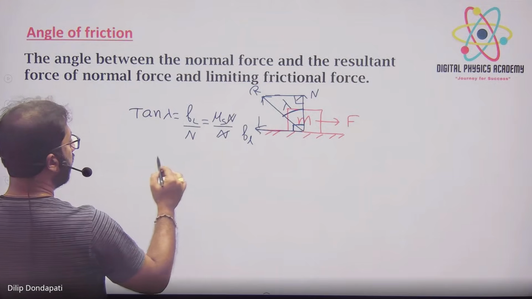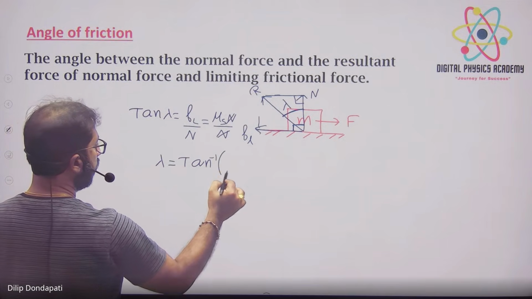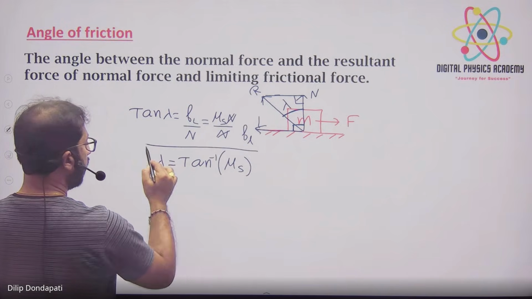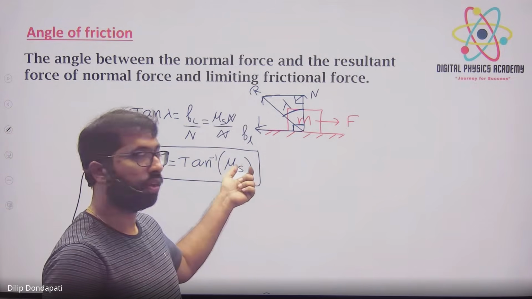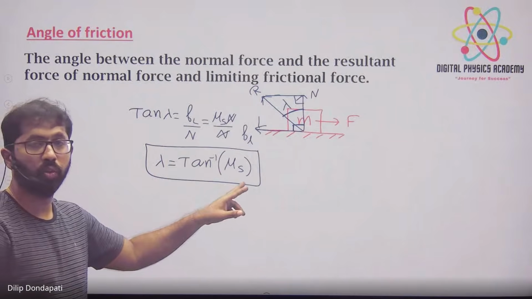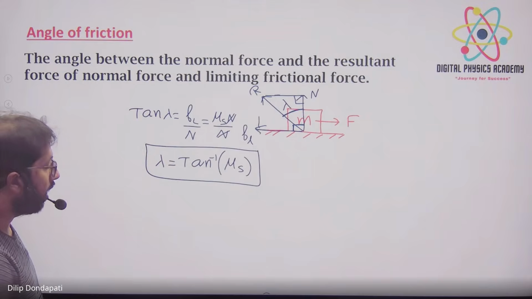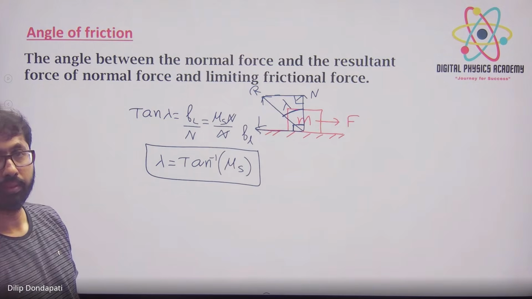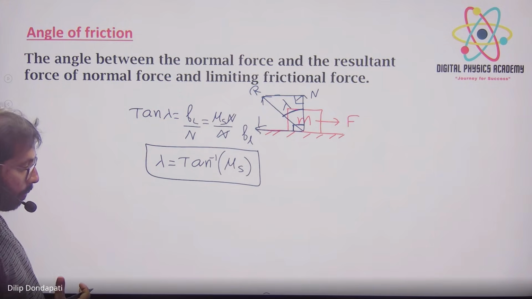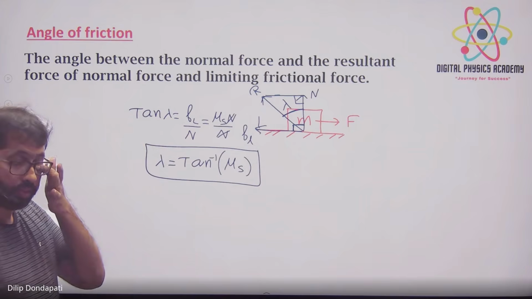So N cancel. Therefore, lambda is equal to tan inverse mu s. This is the formula for lambda, angle of friction. If you know the coefficient of static friction, tan inverse karo, we'll get the value of angle of friction. Tan inverse mu s is the formula for angle of friction. So the angle of repose is also the same. Angle of repose is also the same formula.